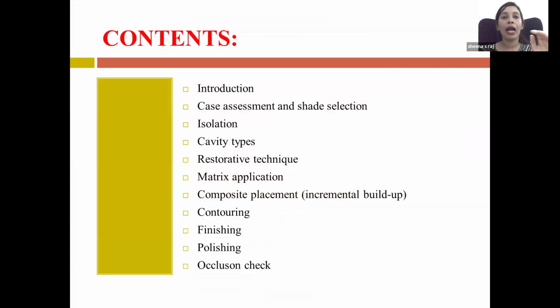So whenever you write an essay, you have to write contents like this. Introduction, case selection and shade selection is what we do. After that, we'll be isolating the patient, the cavity design will be selected, and for the restoration we'll be giving the matrix placement, how we'll place the composite, how we'll contour, shape and polish, and finally we'll be doing an occlusal check.